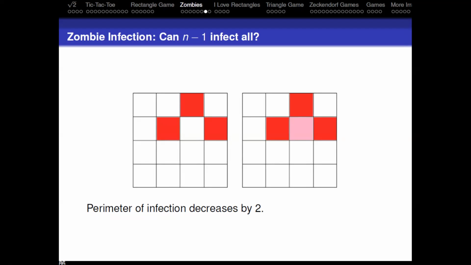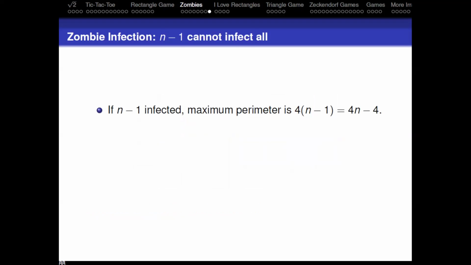Now, if I'm like this, I have initially 3 walls that are part of my perimeter. When I now become infected, I lose those 3 to internal walls and I only gain 1 here. So the perimeter decreases by 2. And in this case, the perimeter decreases by 4. So we see that for this problem, the perimeter never goes up as the infection propagates.